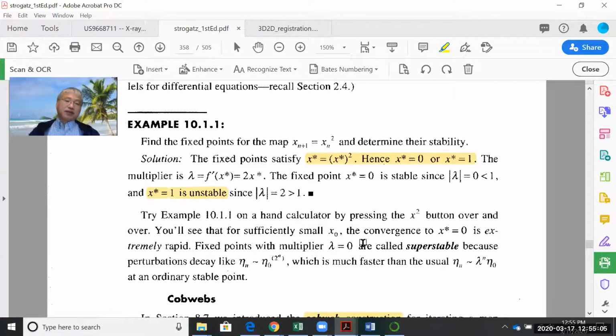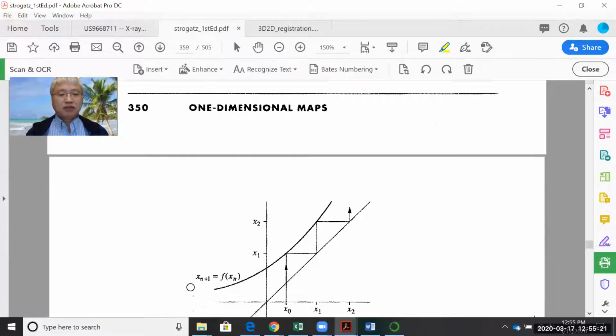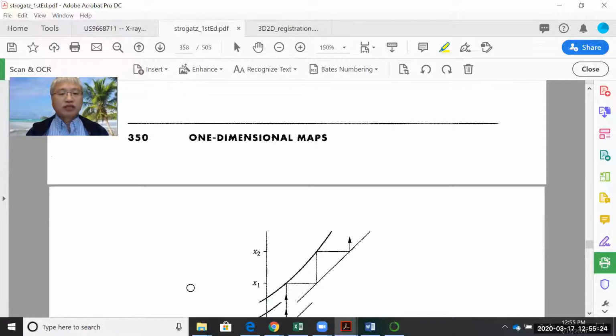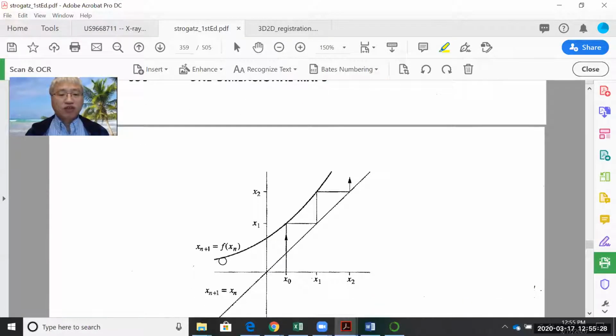Now, this stability can also be analyzed graphically in terms of the cobweb diagram construction, which we did in the classroom on the board. Here I just repeat it. Generally, this cobweb construction is as follows. We have a general function f(x_n), f as a function of x. This axis is x, and this axis is also x.